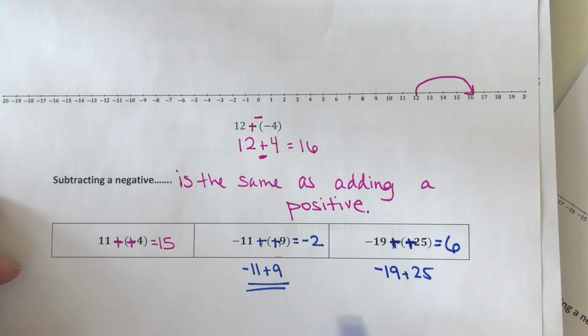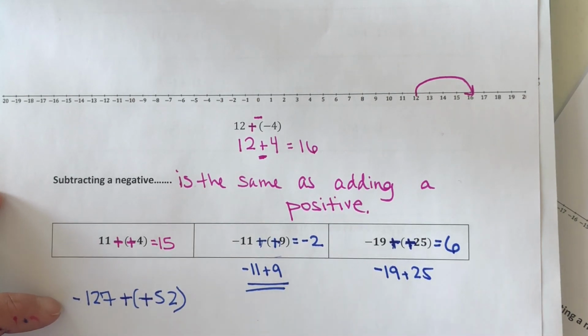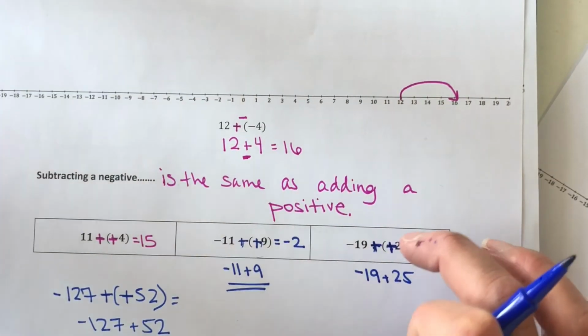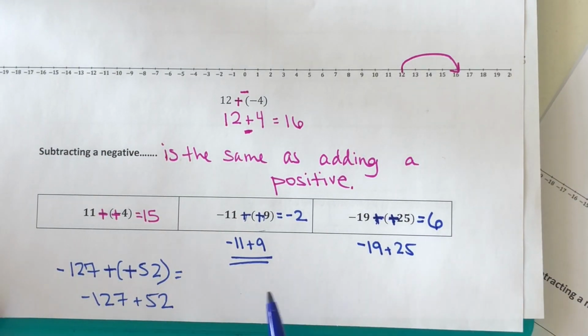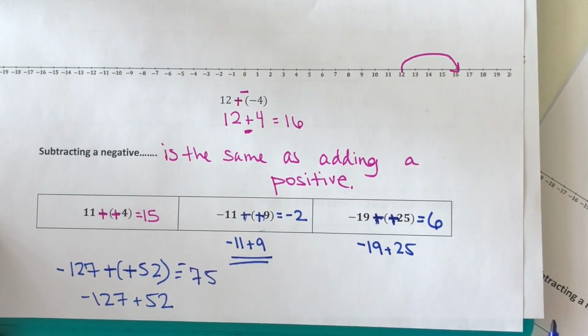So what would this look like with some larger numbers? Let's say we have negative 127 minus negative 52. Subtracting negative 52 is the same as adding positive 52. And now I am going to rewrite that because it's less confusing for me. Now I've just got an addition problem with two integers. I can see that the end result is going to be negative because this one has a greater absolute value. I'll do 127 minus 52, which is 75, and then make the sum negative to get the final solution there.